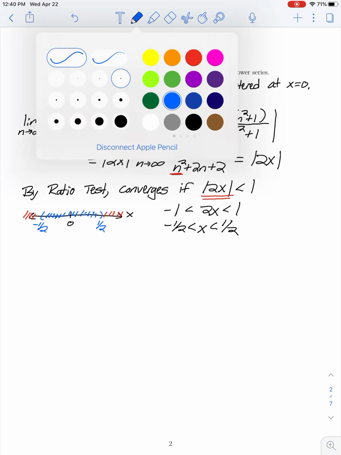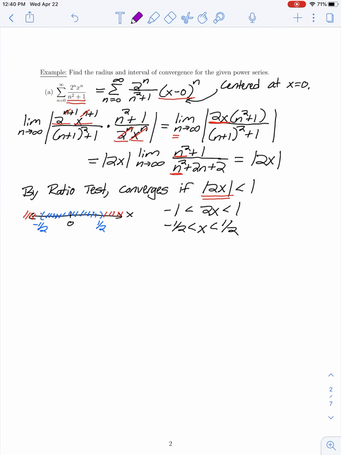And then the question becomes, well, what about the endpoints? What about when x is equal to plus or minus 1/2? So if x is plus or minus 1/2, then the limit that we found for the ratio test would be equal to 1. And remember, if that limiting value for the ratio test is equal to 1, then the test is inconclusive. We don't know about convergence or divergence. So we have to test those endpoints individually.